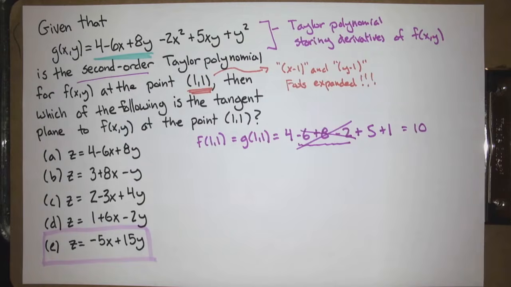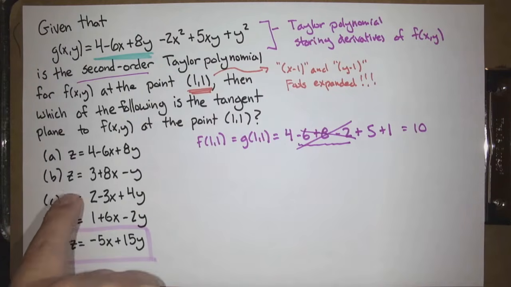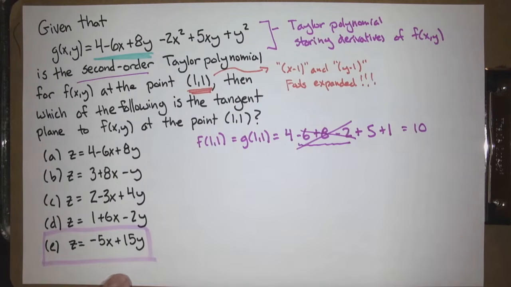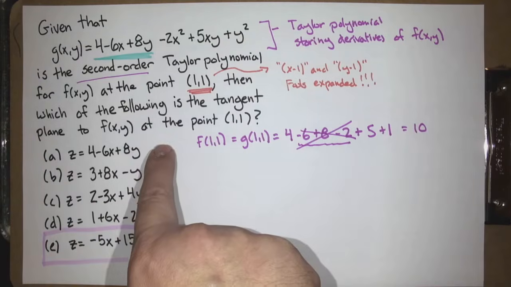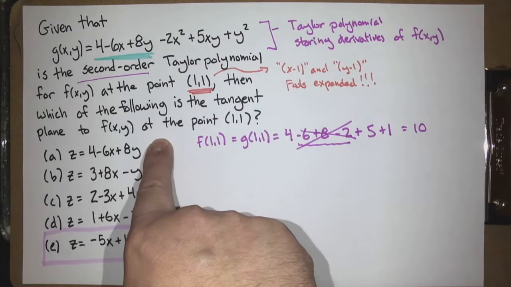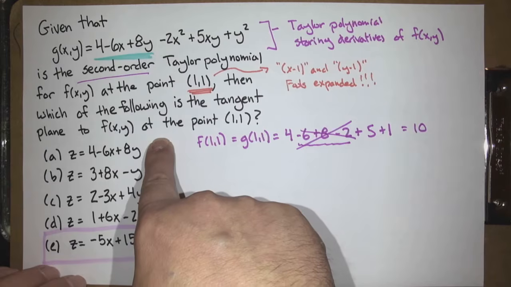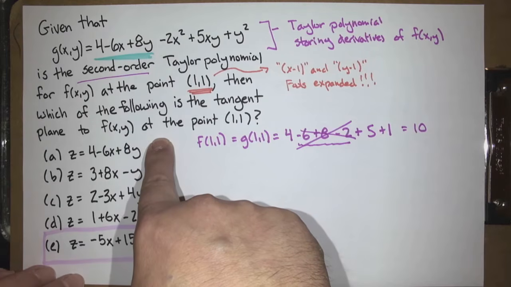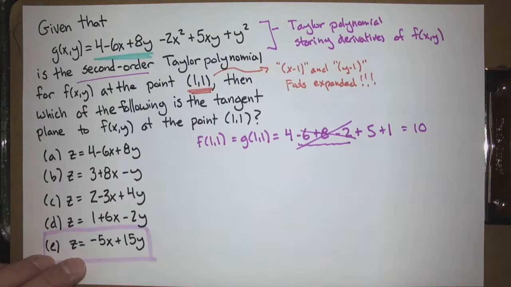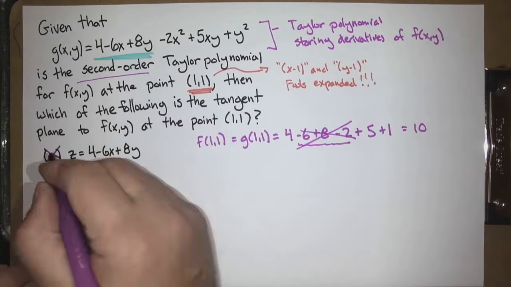So we know the value of the function at (1, 1) is 10. Now, here's a quick thing we can do. That says the tangent plane at (1, 1) should be 10. So plug (1, 1) into A. What comes out? If you plug in x equals 1, y equals 1, you get 6. That's not 10, so it can't be A.